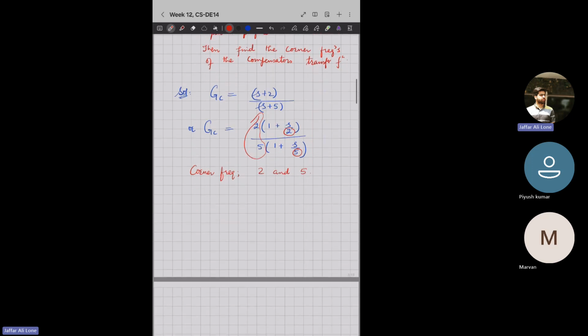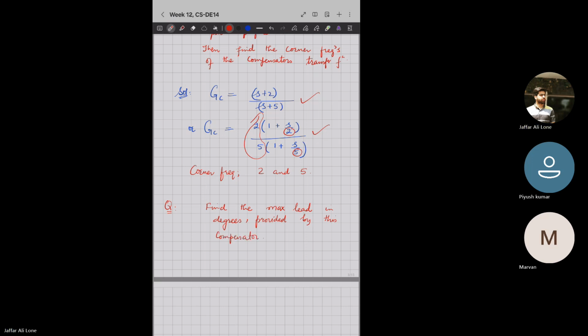Now the next question is for the same transfer function. We have now got this lead compensator and its transfer function. Now the question is, if it is a lead compensator, find the maximum lead in degrees provided by this compensator.